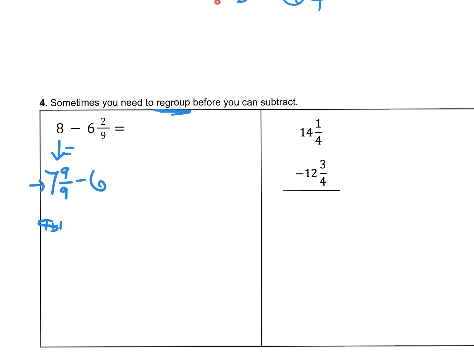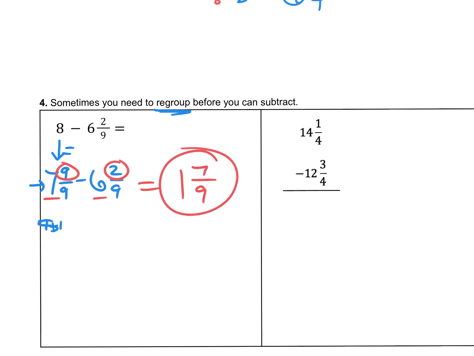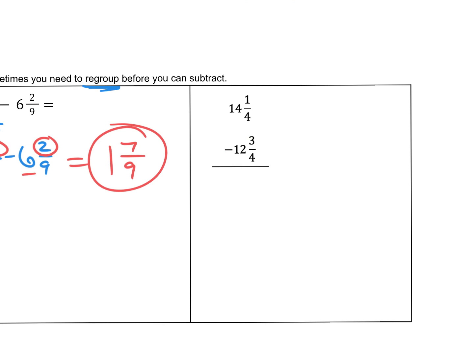So then I can rewrite it. So I just regrouped one of those into a fraction form. So now I can do 7 minus 6, which is 1, 9 minus 2, which is 7, for 1 and 7/9. Try that same thing here. So I can't take 3 away from 1. Well, I can, right? We know in negatives, but we know it's not a negative because we see our whole numbers. We have 14 minus 12.